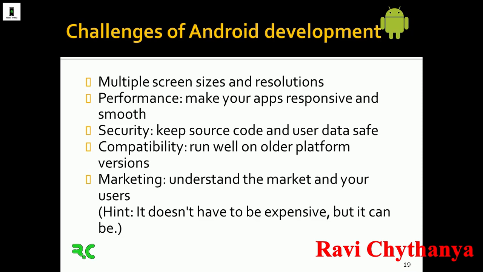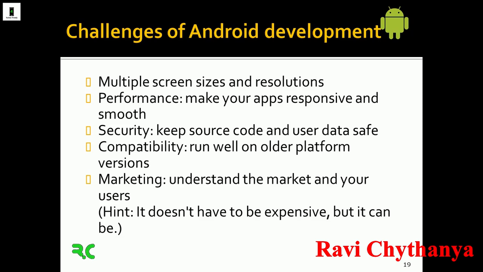If we consider an application which is going to run on only 4 GB internal memory, that is very awkward. So our application needs to be easy to run on any internal memory size, whether it is 256 MB, 512 MB, 1 GB, 2 GB, 4 GB, 8 GB or 16 GB. It should run very smoothly and securely, and it should compulsorily keep source code and user data safe. Your application should be very secure and compatible, running well on older platform versions also.